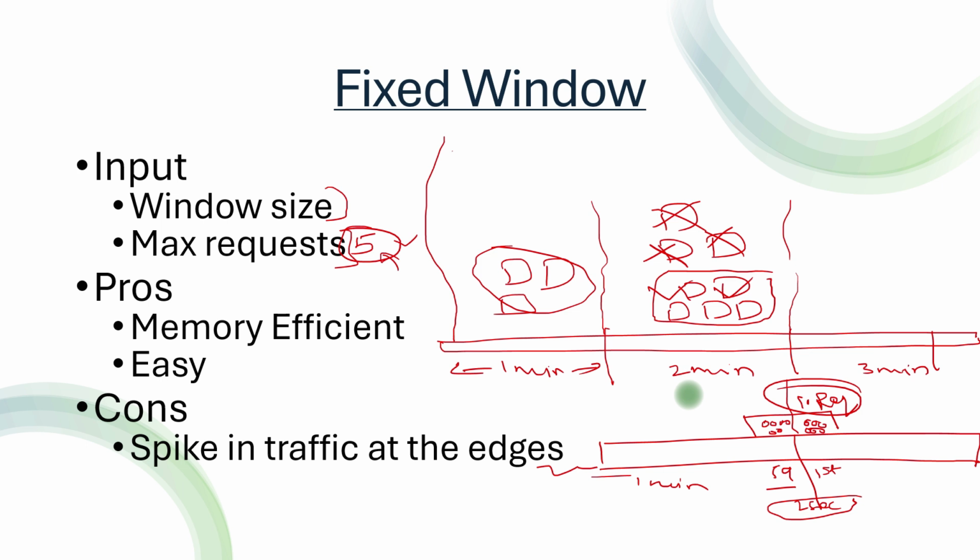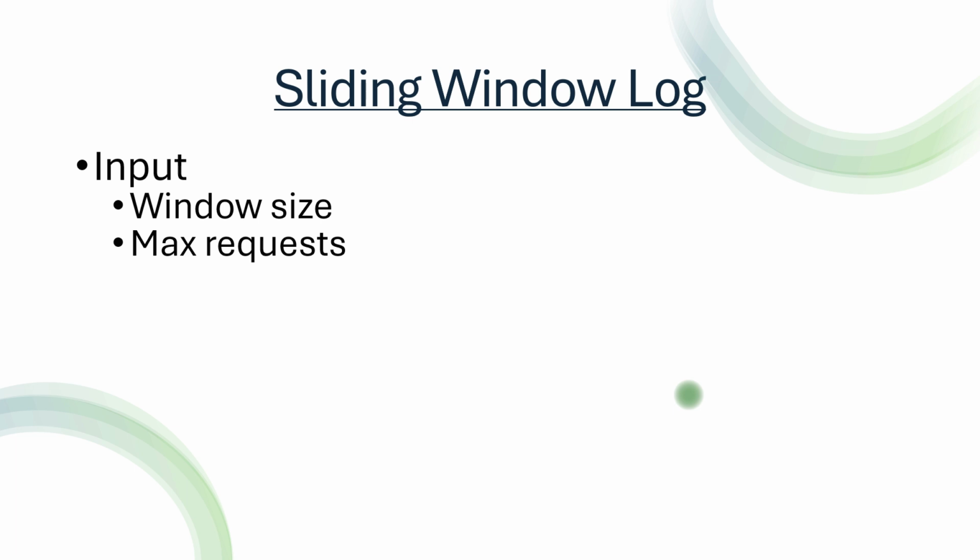So moving towards the next one, that is sliding window log. In this one also we have those 2 parameters that we had initially, window size and max request, but the implementation is a bit changed. What was happening initially, we just had a fixed window, right? Fixed window, but now we have sliding and log also.